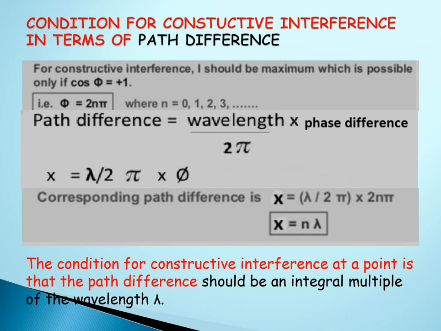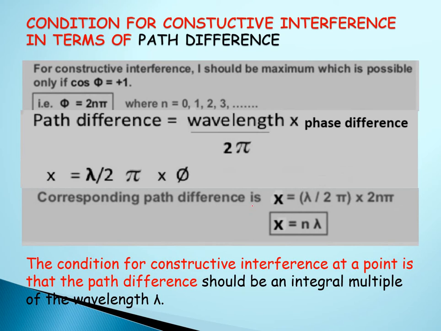Now we are going to study the conditions for constructive interference in terms of path difference. Again, I have written the condition for constructive interference in terms of phase difference: phi is equal to 2n pi. Now what is the equation for path difference? Wavelength by 2 pi into phase difference, that is x is equal to lambda by 2 pi into phi. Now we are going to substitute for phi. What is phi for constructive interference? 2n pi. So substitute for phi as 2n pi.